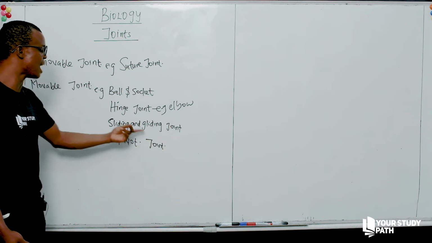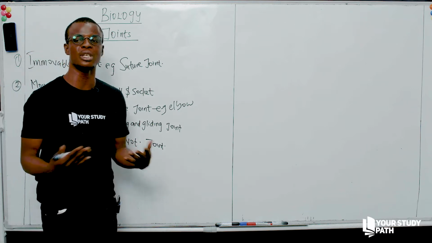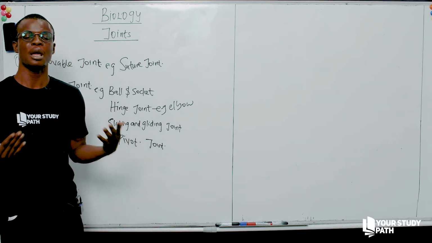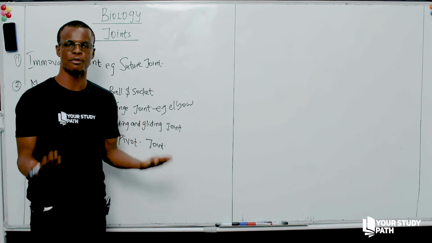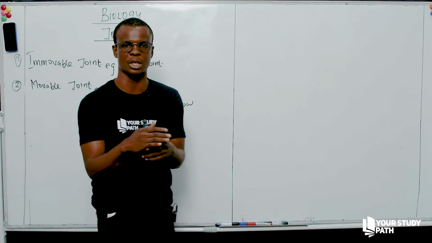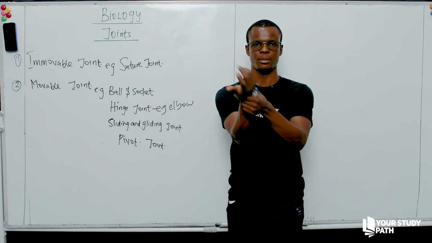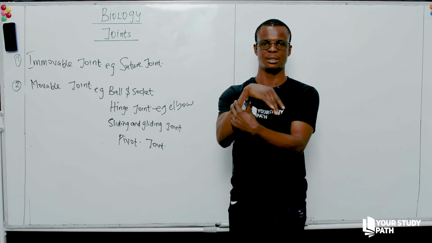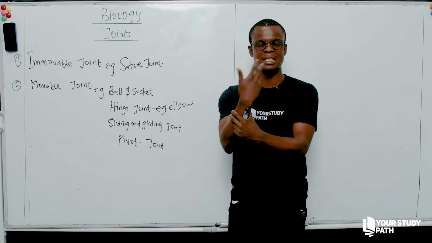The next example we'll be looking at is the sliding and the gliding joint. The sliding and the gliding joint is a good example of movable joints located in the skeletal system of humans. They are bones that are found at the wrist of the hand. You can see our wrist can glide and it can slide. So this is gliding and sliding.